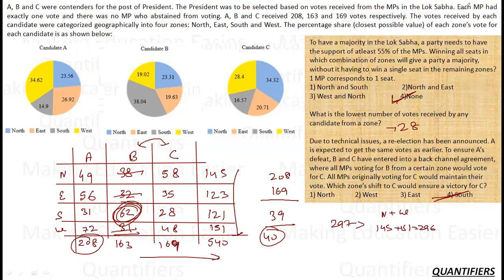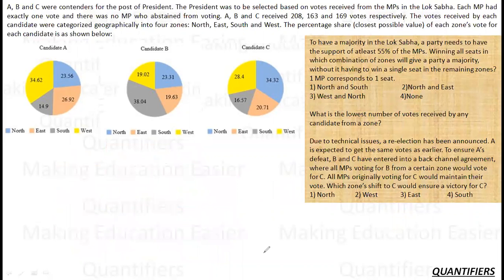So this completes my set. Again, as I told you, a pretty straightforward one. And if you would have been able to fetch the data, it would have been much easier.